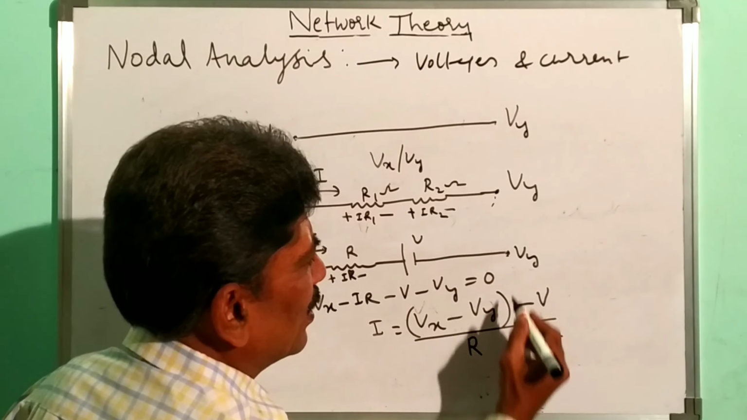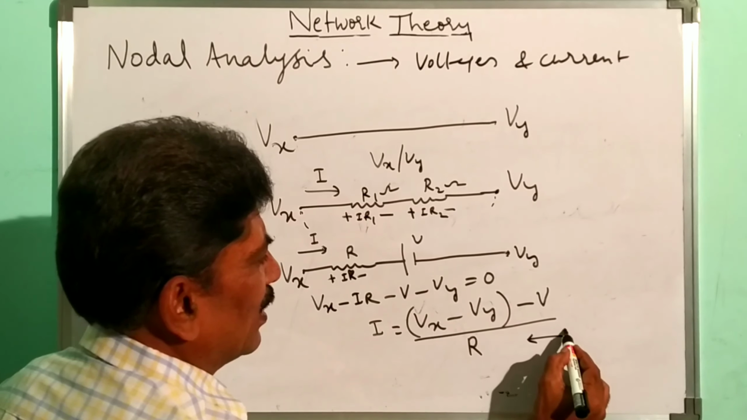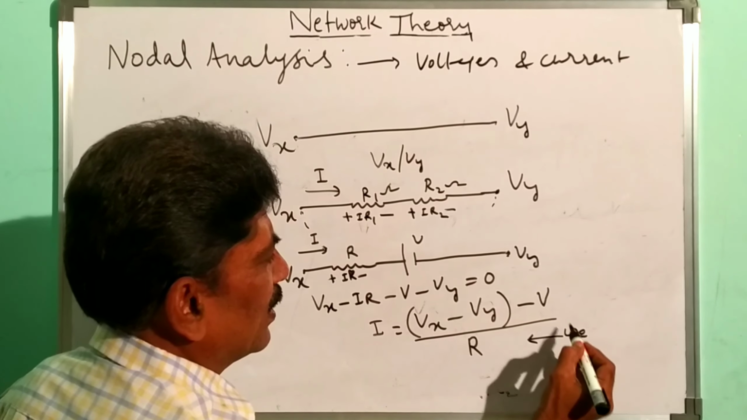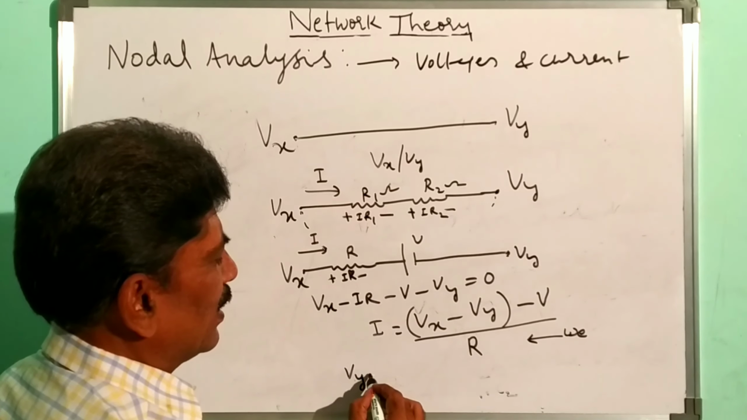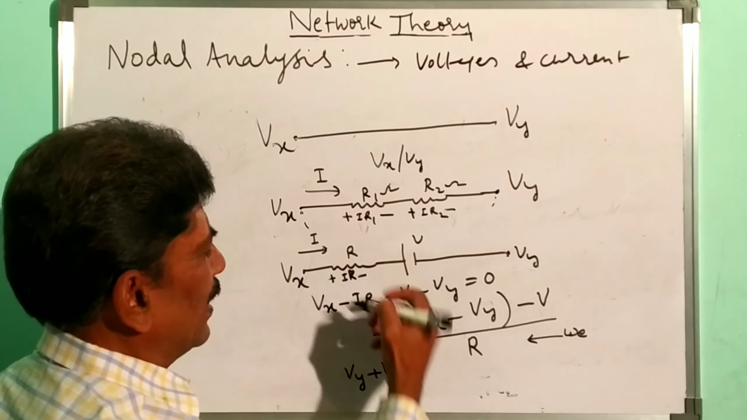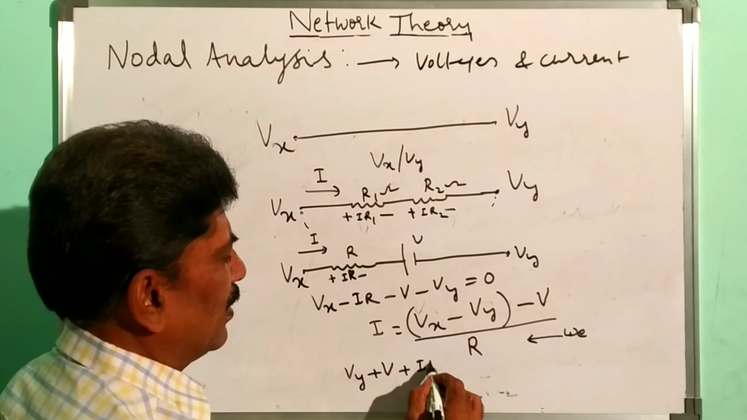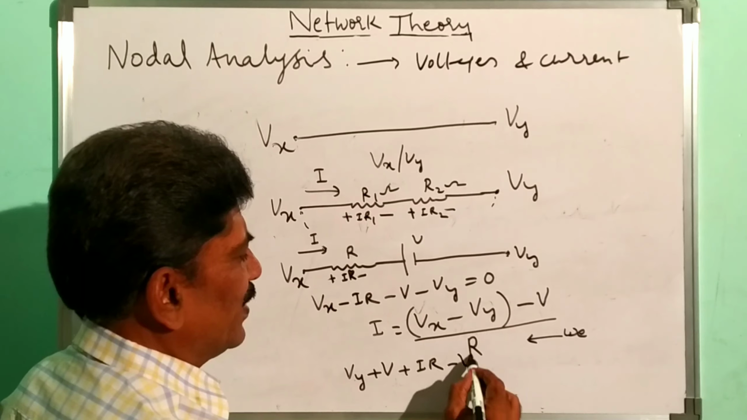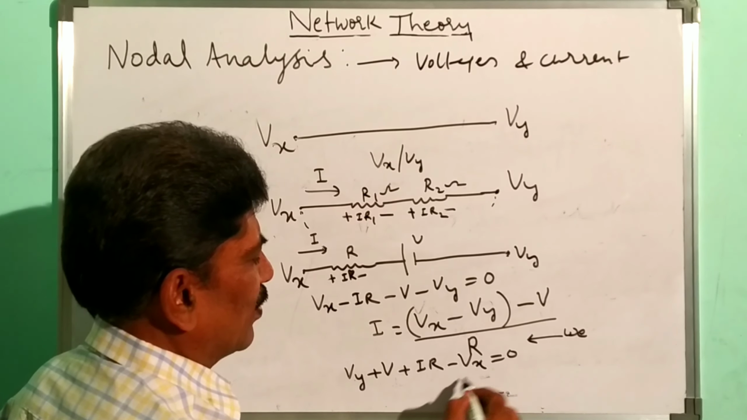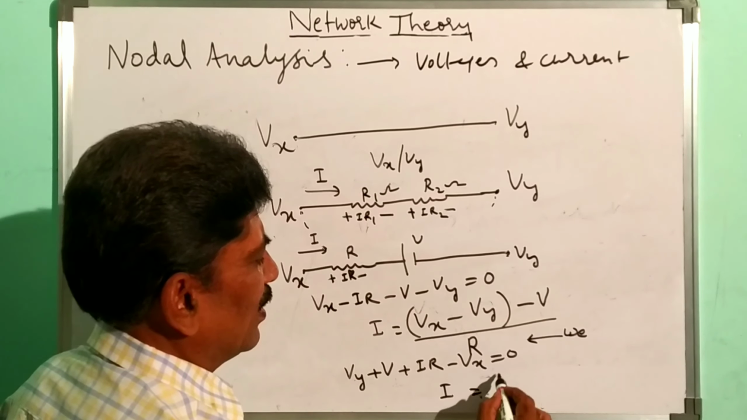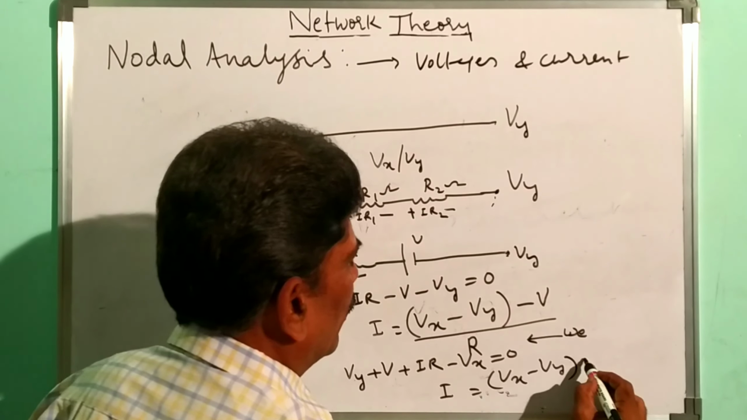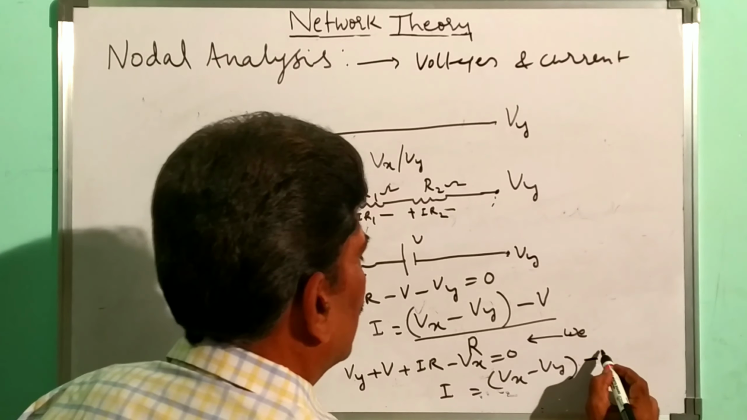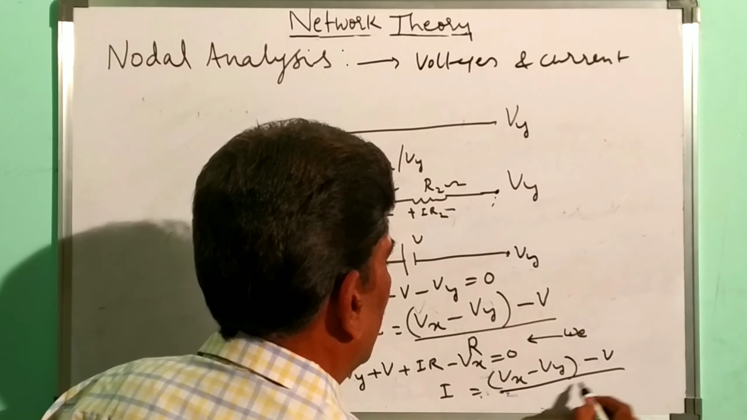If we move like this, Vy is at higher potential. Here rise in potential, so plus V. Here rise in potential, plus IR. Here it is minus Vx is equal to 0. From this equation also we will get Vx minus Vy minus V by R.